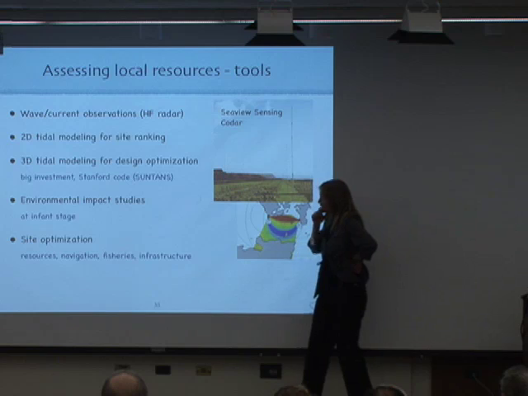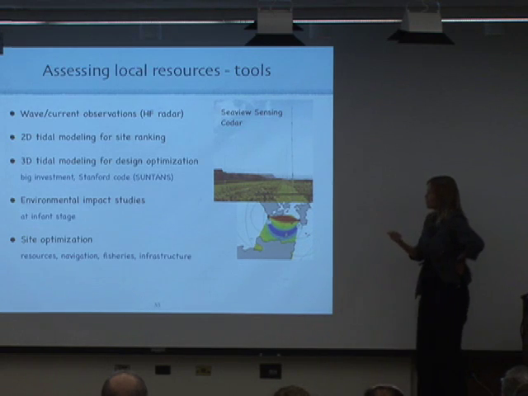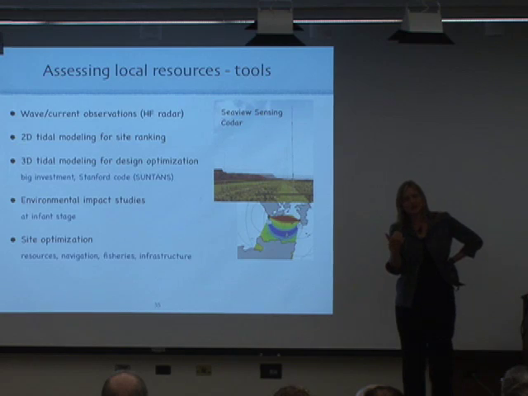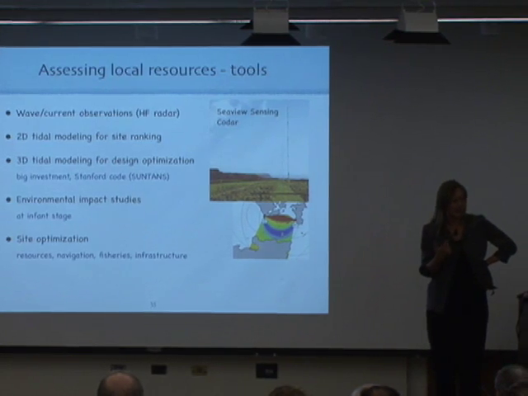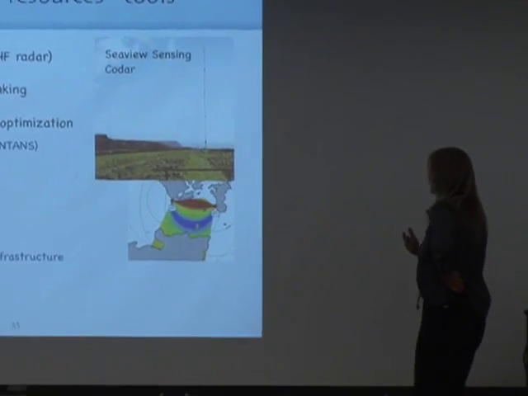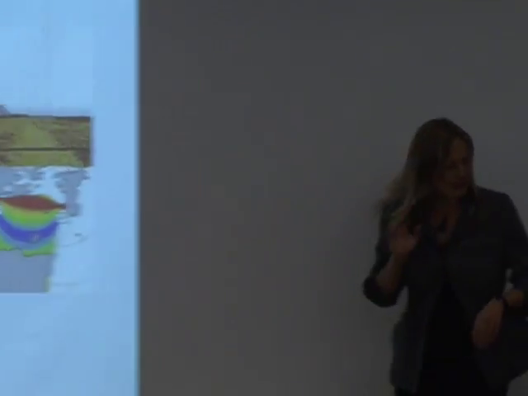And then site optimization is interesting. First of all, of course, you need to have a good resource, but there's also often navigation channels, so you need to take that into account. You have fisheries, and then you have lack of infrastructure. So there's lots and lots of things that we'd have to do.